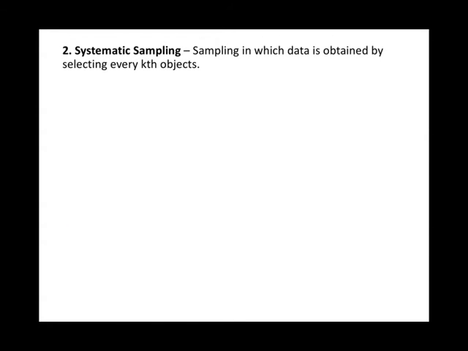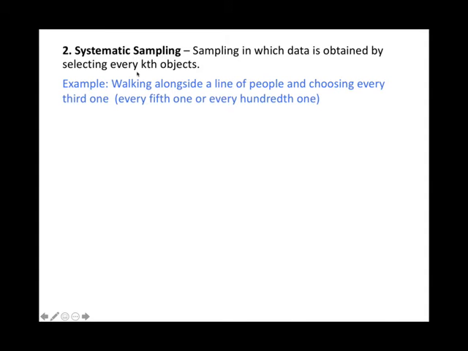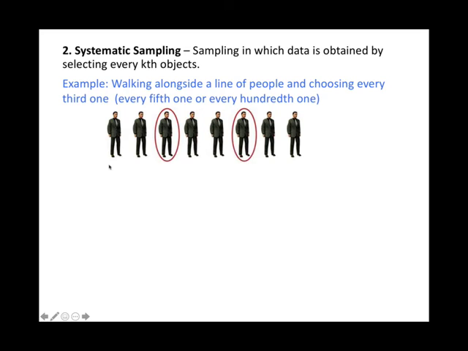Second one, systematic sampling. Sampling in which data is obtained by selecting every kth object. The k here is talking about like the second one, third one, or fourth one. It depends on how many samples you want to get. So look at this example here: walking alongside a line of people and choosing every third one.